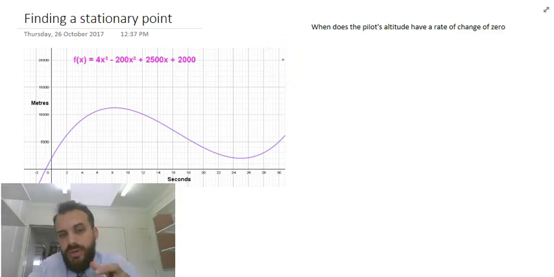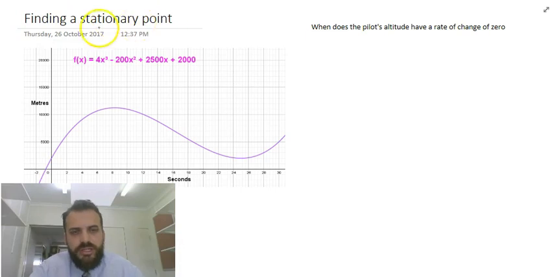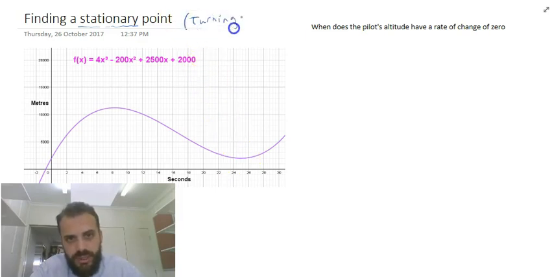Alright, so you can also do some other really nice things with the derivative as well. So finding a stationary point is one of them. Now it's called a stationary point. A stationary point is when a function is neither increasing nor decreasing. In other words, another way to think of stationary points is calling them turning points.